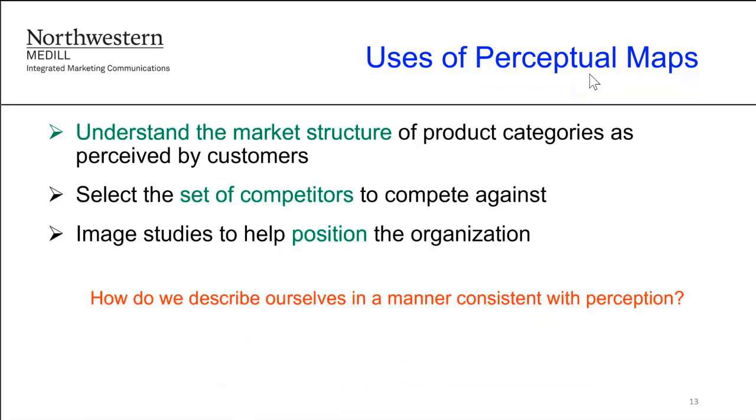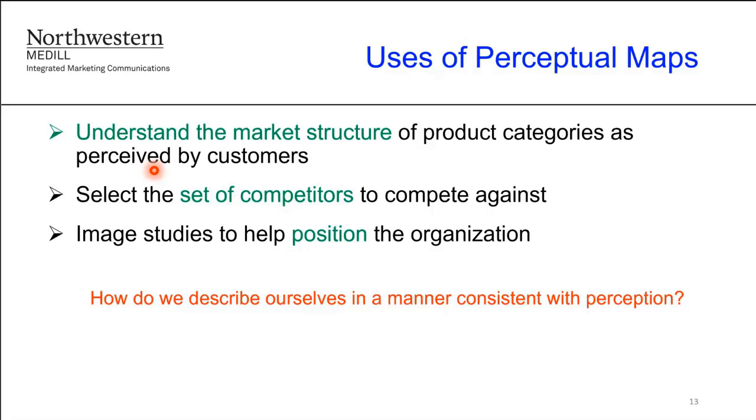So how to use the perceptual map? We can understand the market structure of product categories as perceived by customers. So going back to the beer market, we can see the market structure, which brand is placed in which place in that perceptual map. So that's one thing we can understand. And another important point is that these results are the customer perception.